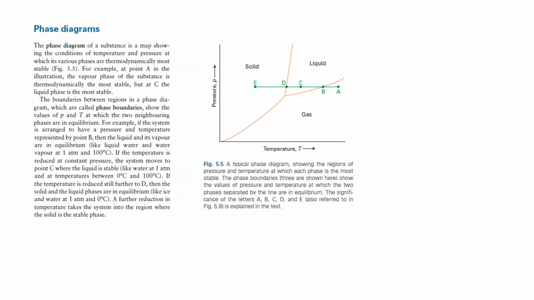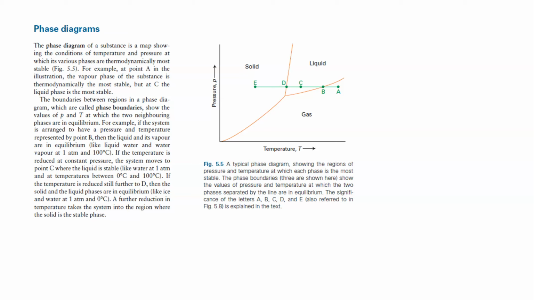Now, let's take a look at phase diagrams. A phase diagram of a substance is a map showing the conditions of temperature and pressure at which its various phases are thermodynamically most stable, as in figure 5.5. For example, at point A in the illustration, the vapor phase of the substance is thermodynamically most stable, but at C, the liquid phase is most stable.